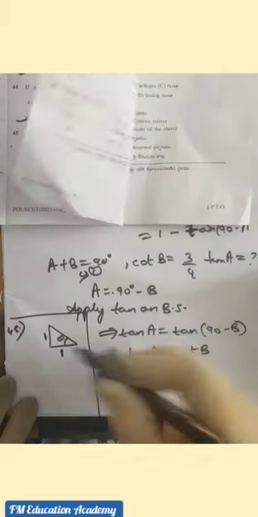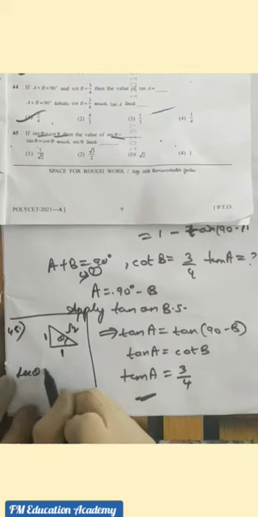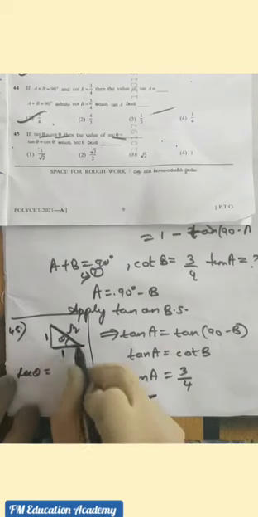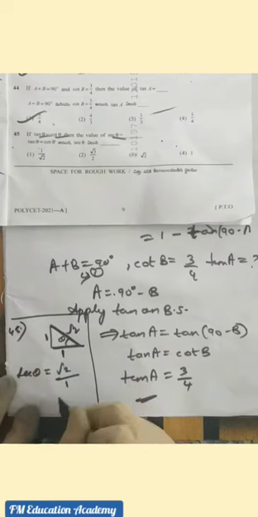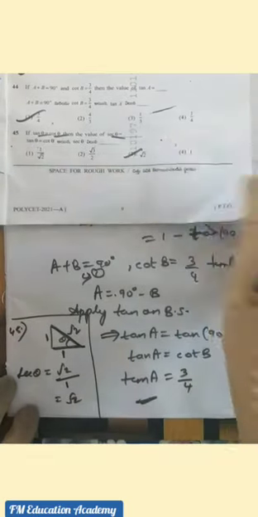If this is 1 and 1, then what is the hypotenuse? Root 2. Now we need to find secant theta. We know secant theta is equal to hypotenuse side by adjacent side. The hypotenuse is root 2, by adjacent side 1. So secant theta value is root 2. That is option 3.